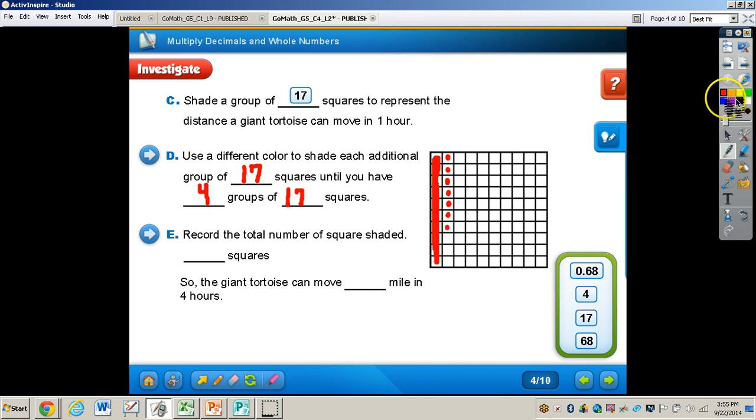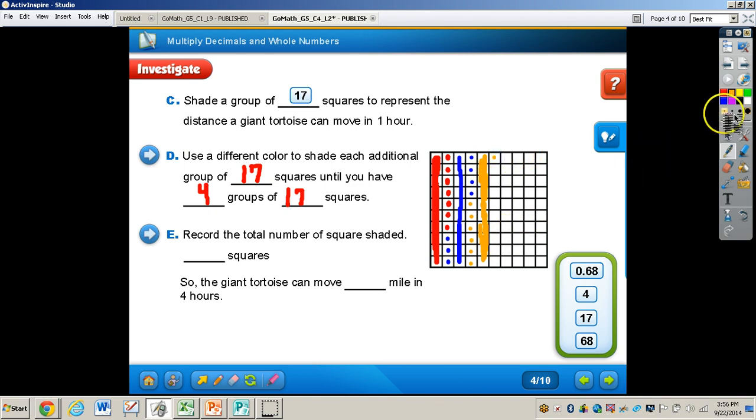Now I'm going to use a different color of ink. Now I need to do 17 more. There's 3, and this is 13, 14, 15, 16, 17. Okay, so there's 2 groups of 17. Now I need to do 1, 2, 3, 4, 5, 6, and then a whole row will represent 16. And then another one there, 17.